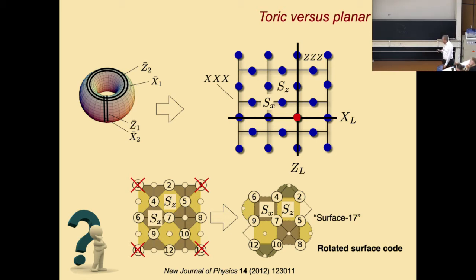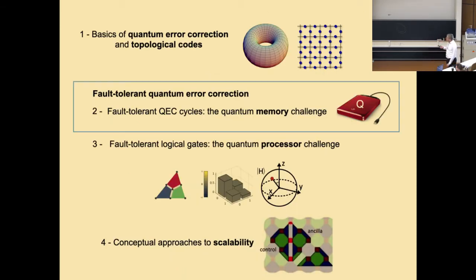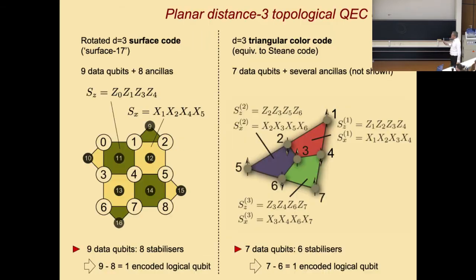All right. Good. Then let's continue, perhaps for a few more minutes before the break, and get started with discussing how we can do the quantum error correction that I introduced to you now fault-tolerantly. And for the moment, we focus on the memory challenge. That means keeping a quantum state alive. So here you see the surface 17 code that I just introduced to you.